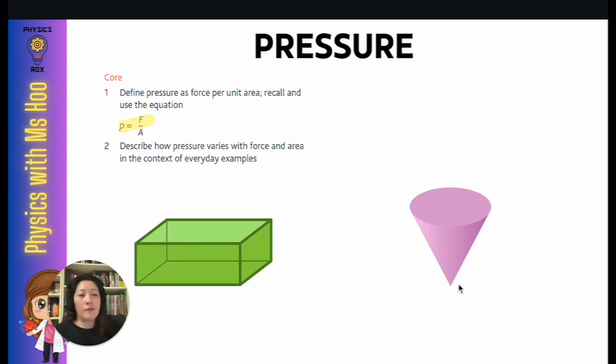So for example, also if you have a cone like this, if you place the object on its smallest area, this will apply the highest pressure. So that's why when you hammer a nail, you would hammer the nail in at the sharpest point. If you were to invert the cone where it's resting on its largest area, it will have the smallest pressure.